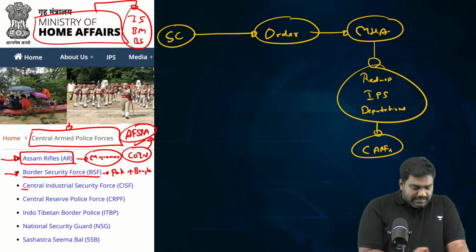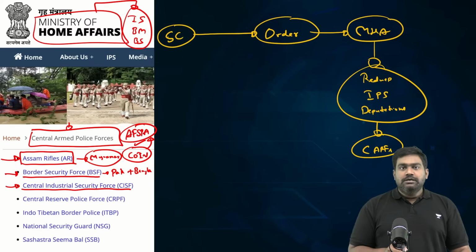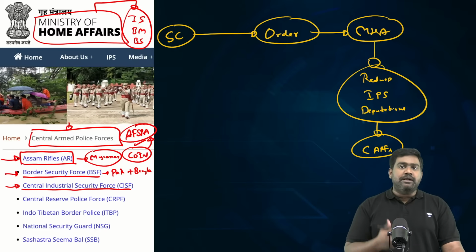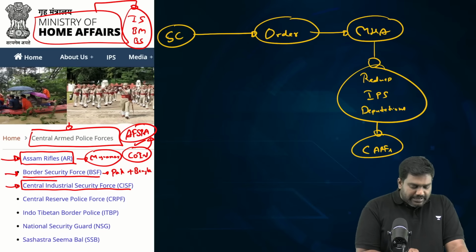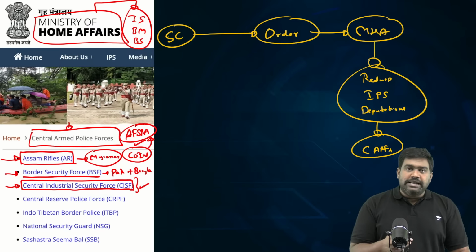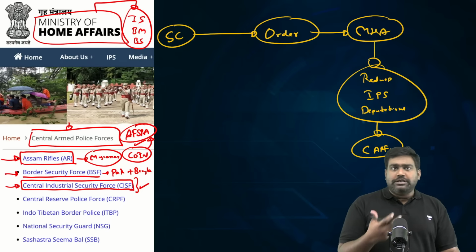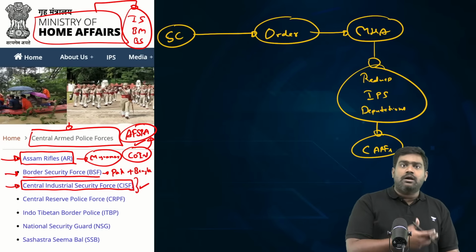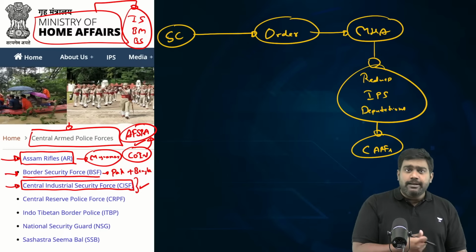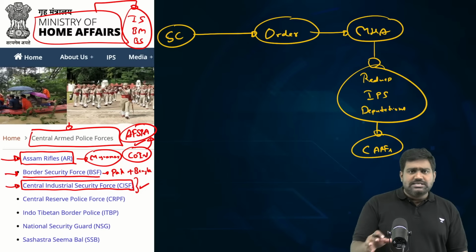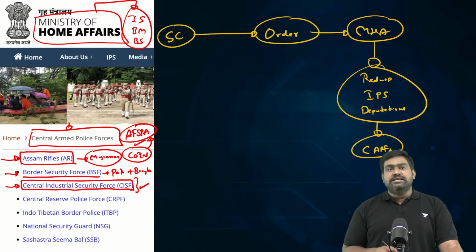Then we have the Central Industrial Security Force, CISF, which you see across your airports and Delhi Metro, which is responsible for protecting India's critical infrastructure. So it's deployed at sensitive government buildings and military bases. It protects important installations of DRDO, ISRO, airports, dams, nuclear plants, mines. All such industrial facilities are guarded by the CISF.